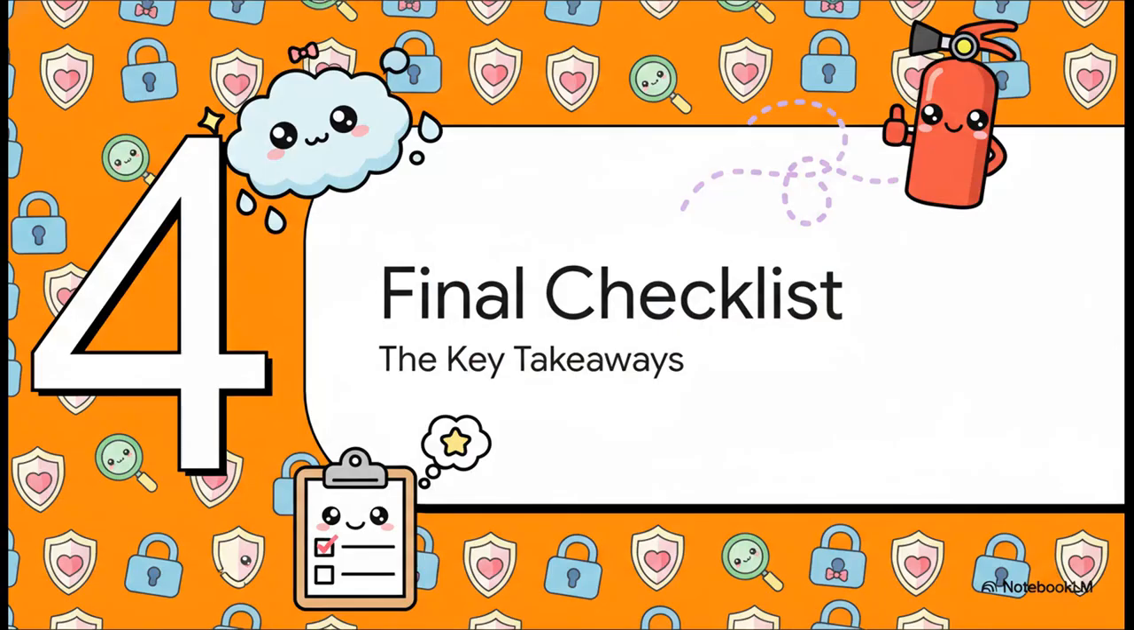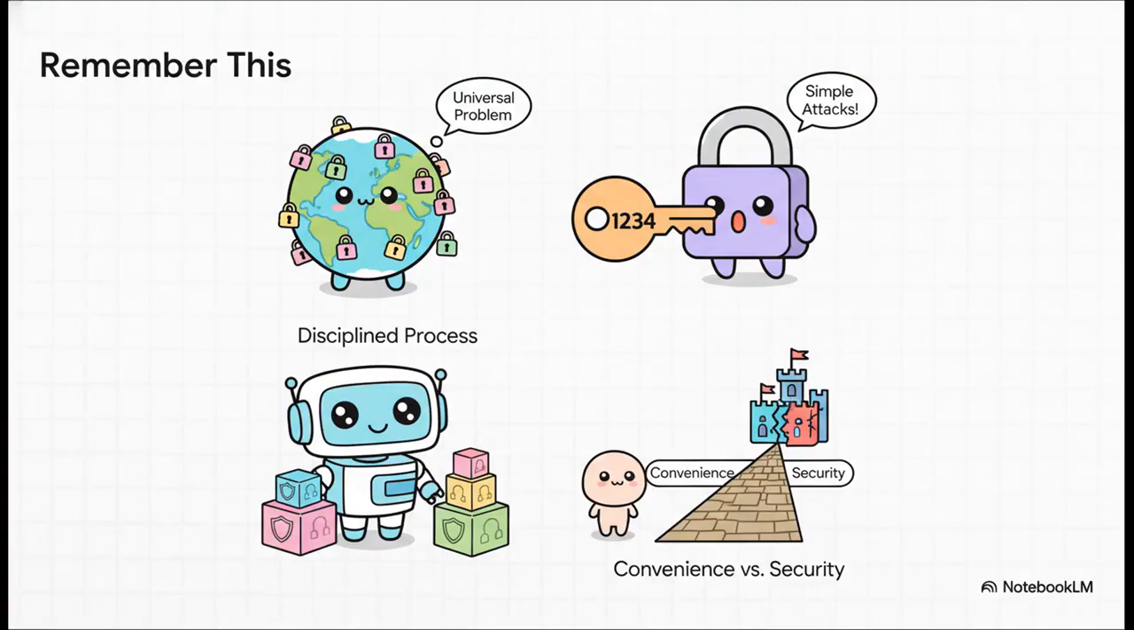All right, let's bring it all home with the key takeaways. This is your final checklist to make sure you don't end up as the subject of the next disaster story. First, this isn't some rare, exotic problem. It's universal. It's everywhere. Second, the attacks that exploit this are often shockingly simple. You don't need a hacking genius, just someone who knows the defaults. Third, prevention isn't about one magic fix. It's about having a disciplined, automated process for everything you build and deploy. And last, if you remember nothing else, remember this: defaults are built for convenience, never for security.